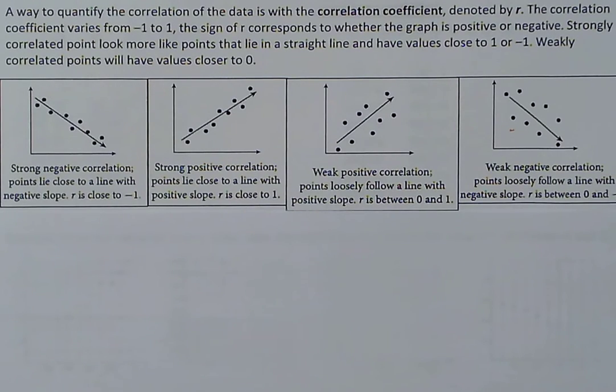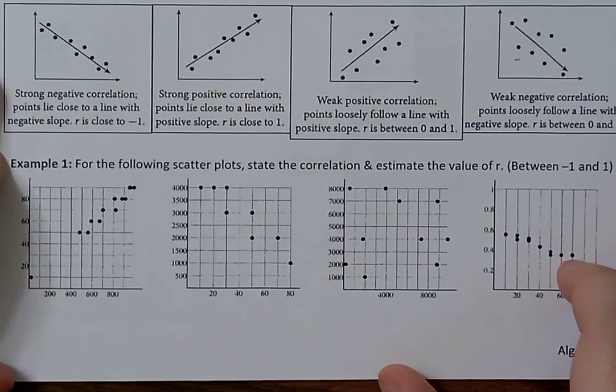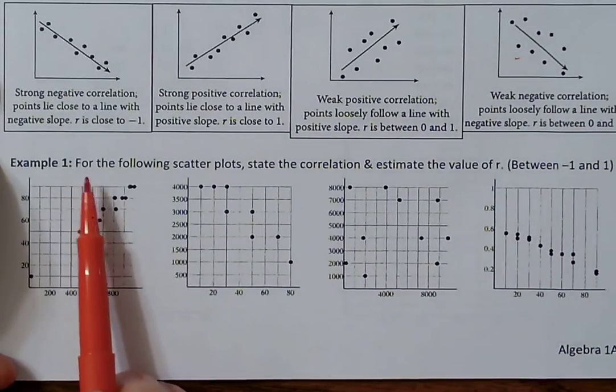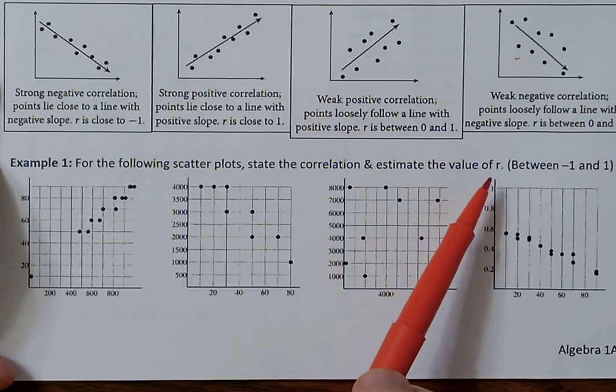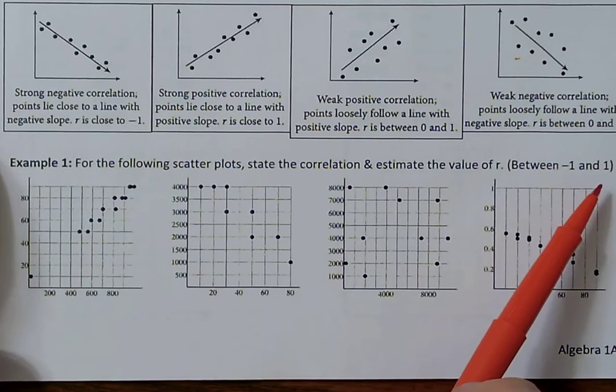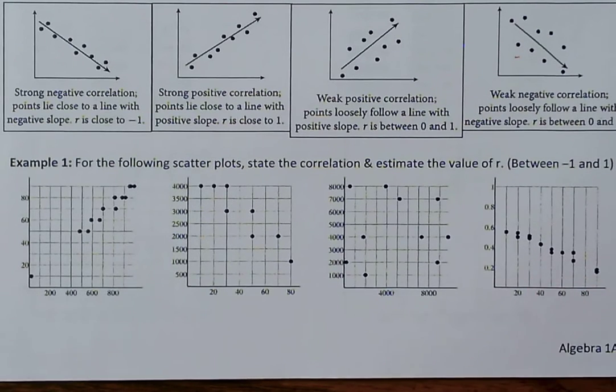So, with that said, for example 1, we're finally going to get into our example. For example 1, I want you to go through and figure out, for the following scatter plots, state the correlation and estimate the value of R. So between -1 and 1. The homework might have you do this by going through and using -1, -0.5, 0, 0.5, and 1. Now, first thing we need to do for example 1 is go through and state the correlation.